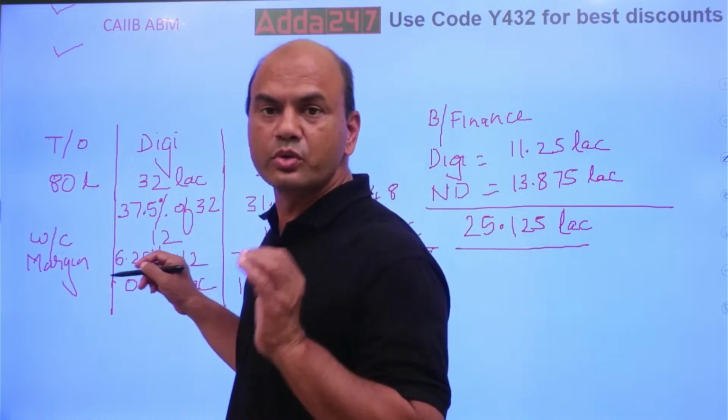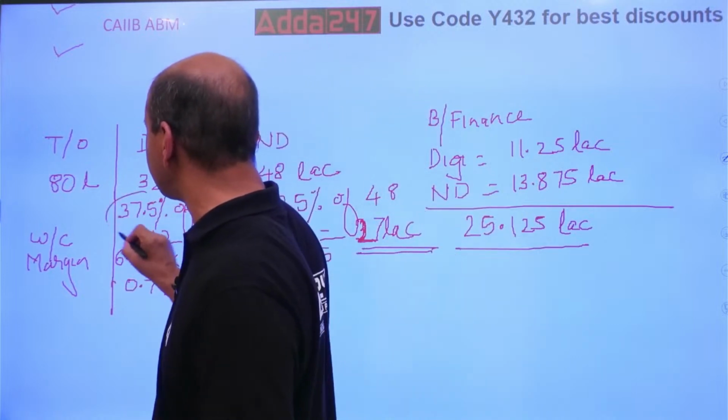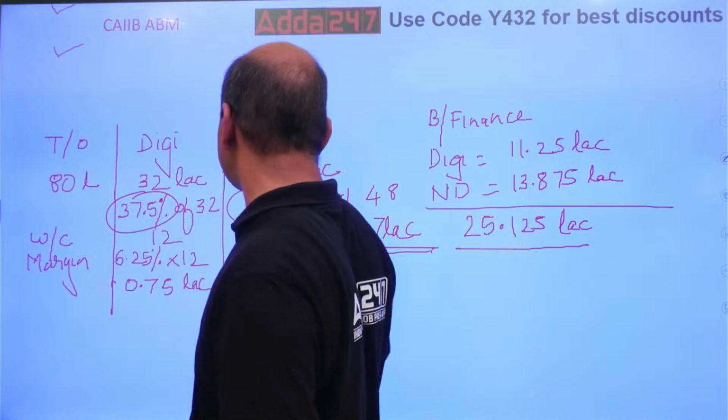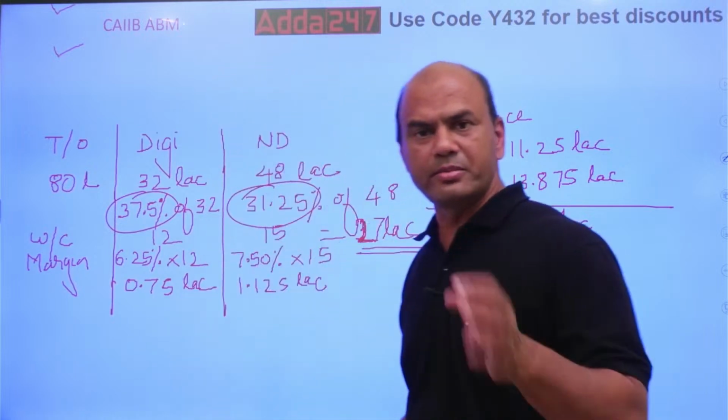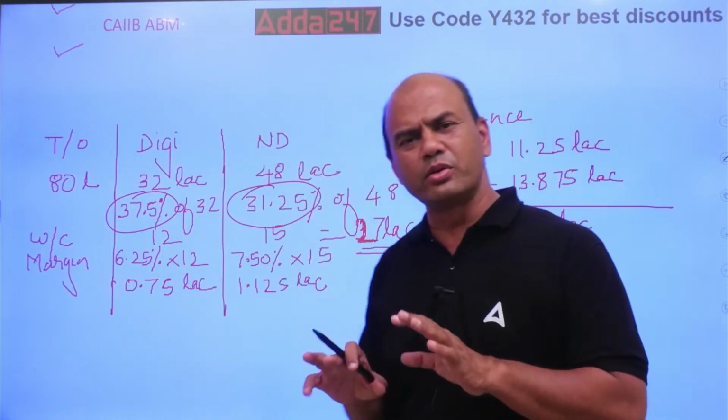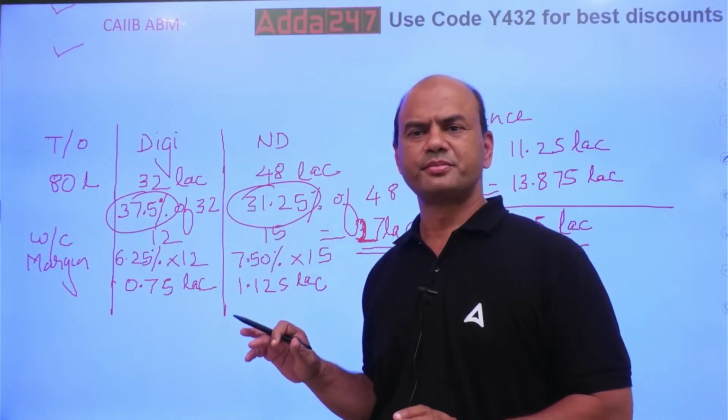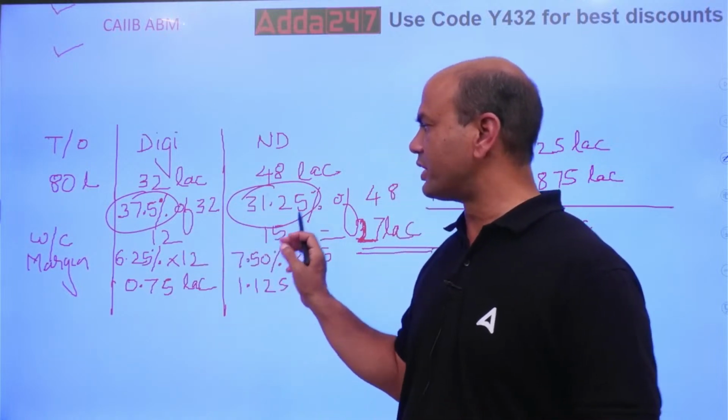This is the most crucial part in the problem. You'll have to remember this. Once you remember this, the whole problem is easy. Now we got this 12 lakhs and 15 lakhs.